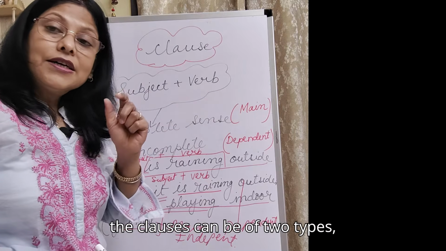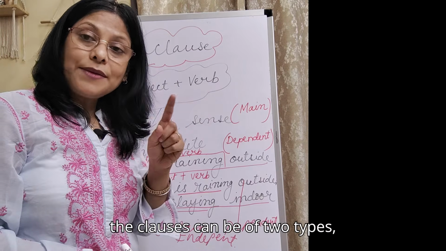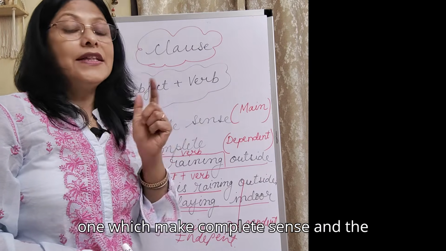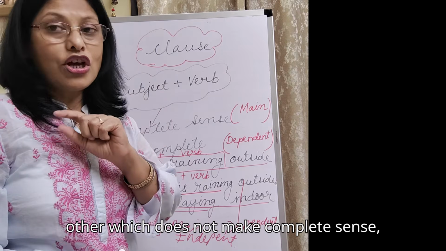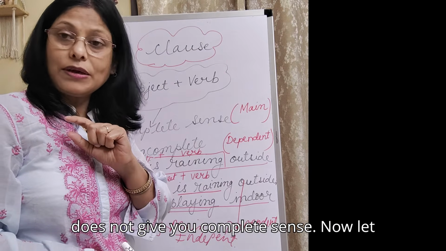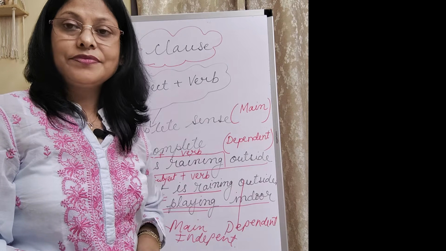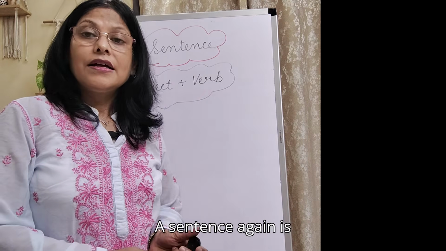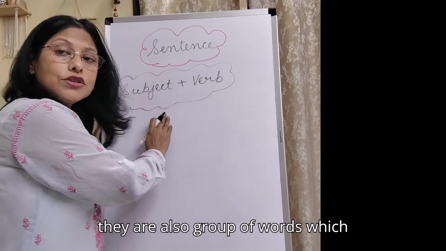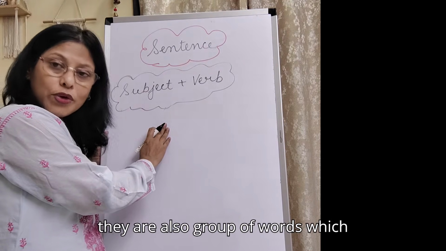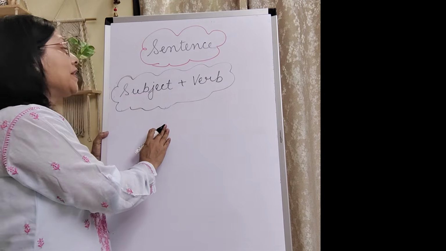Secondly, the clauses can be of two types. One which makes complete sense and the other which does not give you complete sense. Now let us see what is a sentence. A sentence again is a group of words which make complete sense.